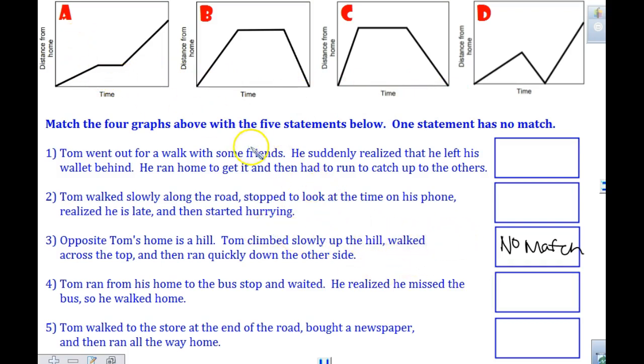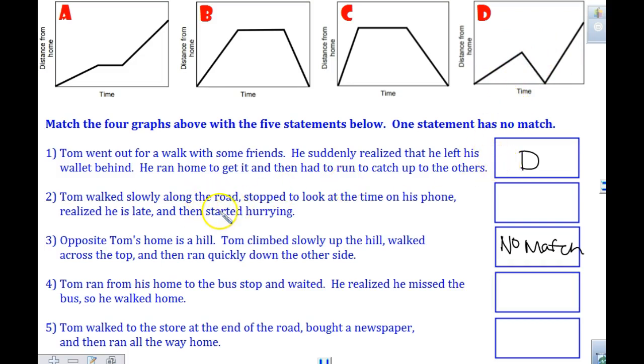Okay? So if we look at 1, he's walking to meet his friends. He realized he left his wallet at home. He ran home to get his wallet, had to catch up. Anyone have an idea? Want to give it a try? Jordan, what are you thinking? Any idea? D? The reason D might be is that as he got there, he suddenly realized he went back home. He didn't stop for very long, right?